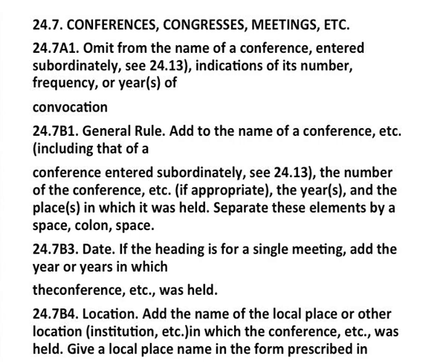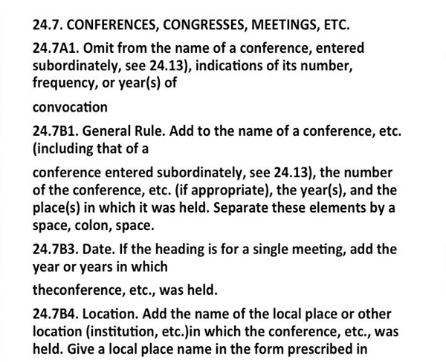If the heading is for a single meeting, you have to add the year in which the conference was held. By the rule 24.7B4, you also have to add the name of the local place or other locations in which the conference was held. Suppose the conference was held in various locations simultaneously, then you carry the first place name along with etc. in the main entry.